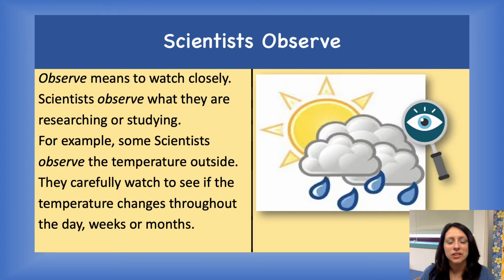Another thing scientists do is they observe. Observe means to watch closely. Scientists observe what they are researching or studying. For example, some scientists observe the temperature outside. They carefully watch to see if the temperature changes throughout the day, throughout the week, throughout the month. What is something that you have observed as scientists? What is something that you have watched closely to learn more about?